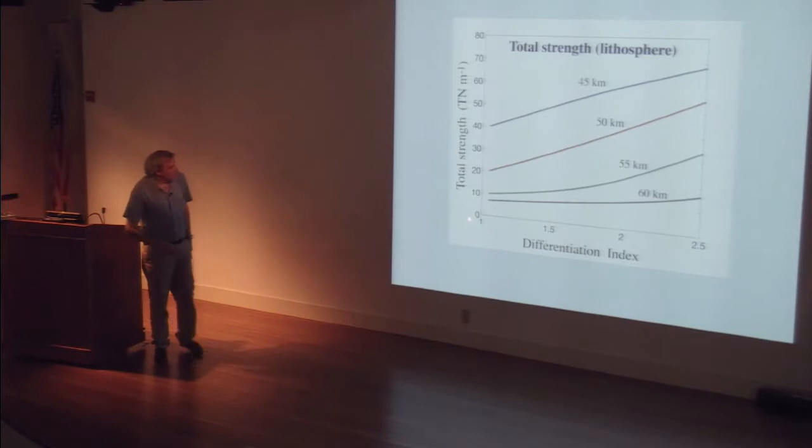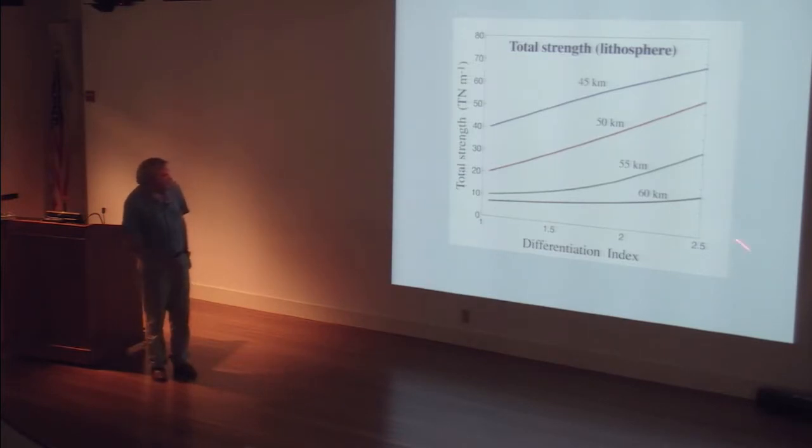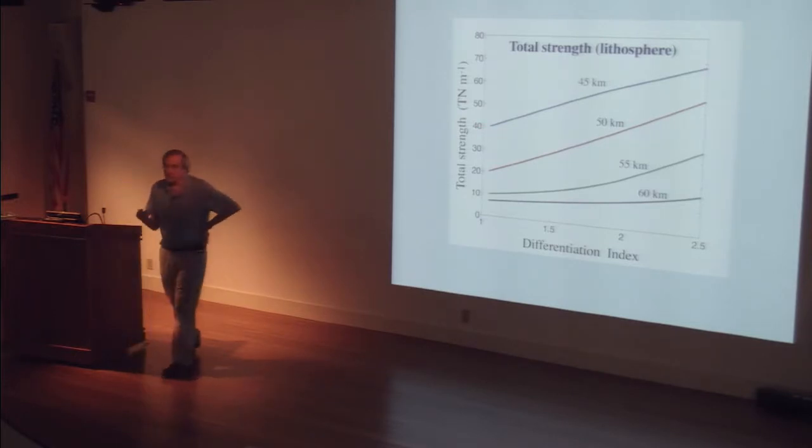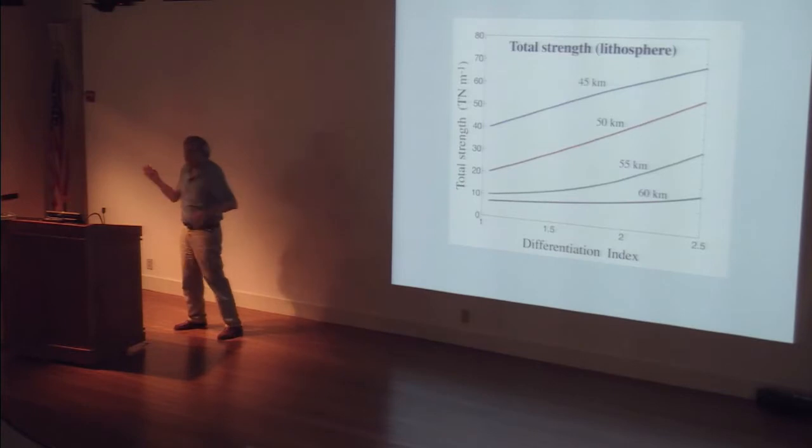Total strength of lithosphere, again in teranewtons, as a function of differentiation index. Forget about all these different plots. I should have just shown this one. It also matters whether the crust is differentiated or not. Look at this here. It goes from 40 when it's homogeneous, which is undifferentiated crust, to about 70. So a variation of strength by a factor of 2 just by differentiating the crust.